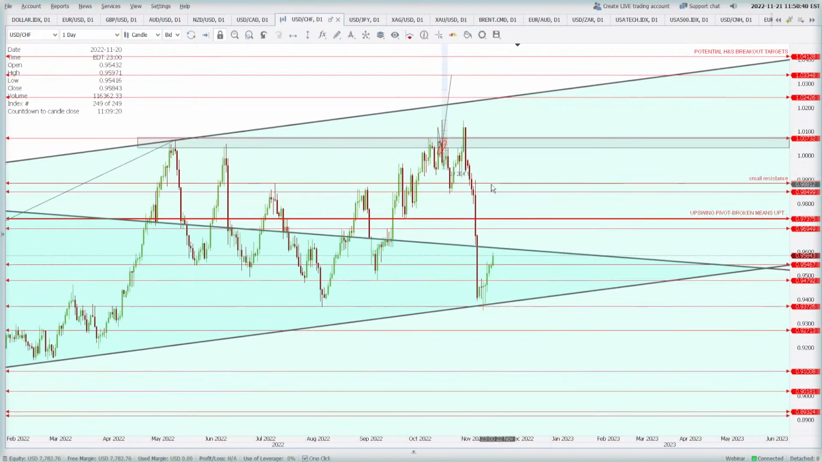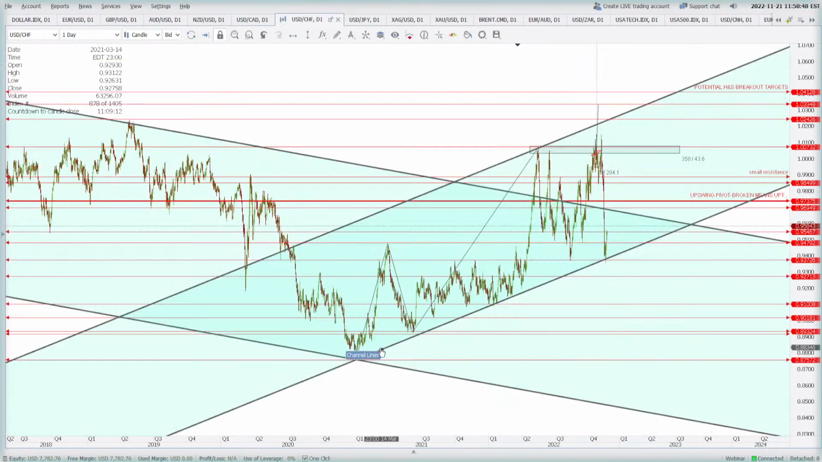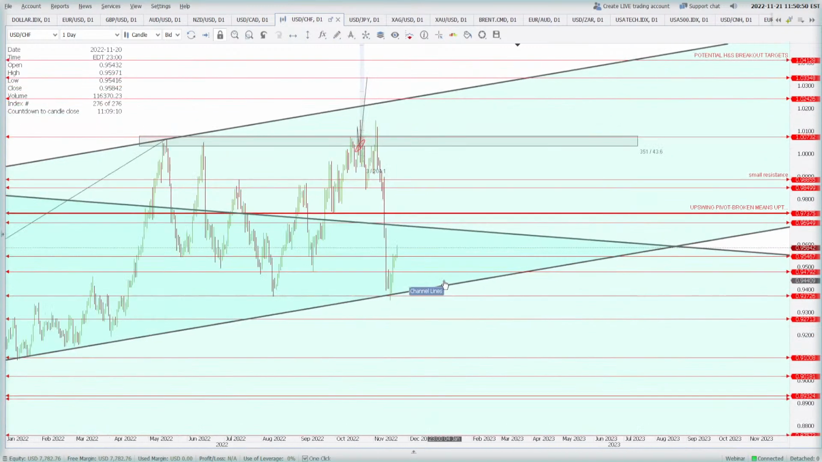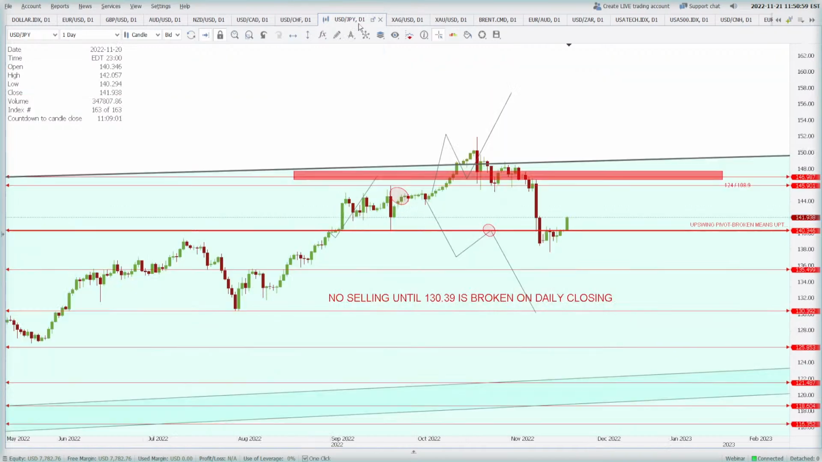Same way USD CHF, having given us a close below the upswing pivot, has gone back to the 0.9479 level. This is also a rising channel support area. But now you see the price is headed towards the resistance of 0.9694. So this is the resistance zone. 0.9546 is the support zone for the USD CHF.